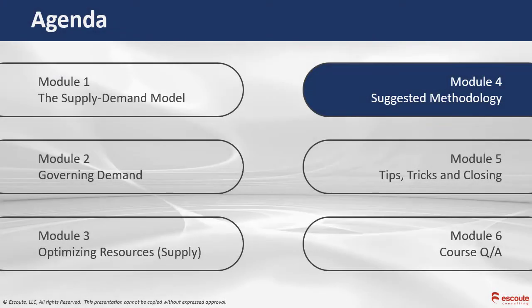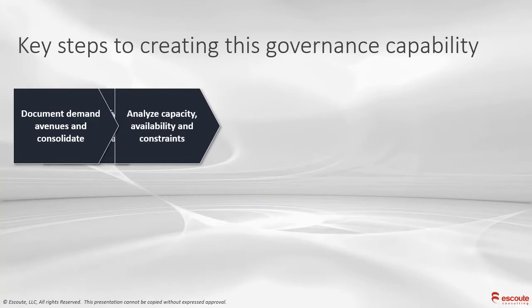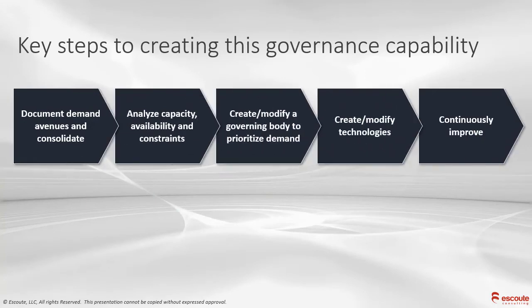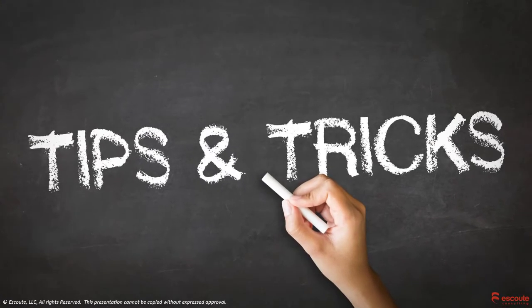Okay, let's talk methodologies. What is a methodology anyway? Methodology is a set of best practice steps that we can use to accomplish some objective for the organization. And that's what we're trying to do to create the governance capability around our demand and supply pipeline. So if you take a look at these 5 key steps here, I think it's an important amount of time. So I'm going to try to boil this down into what I consider my top tricks and tips for you.